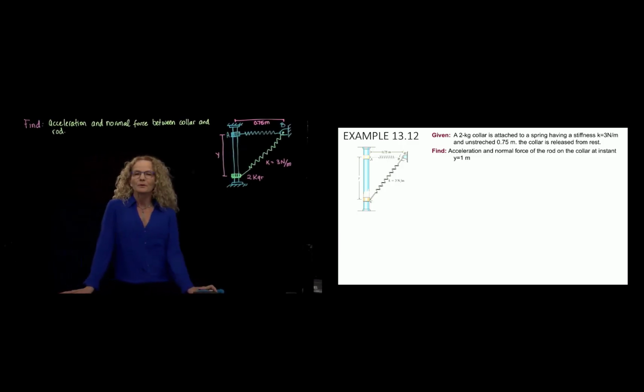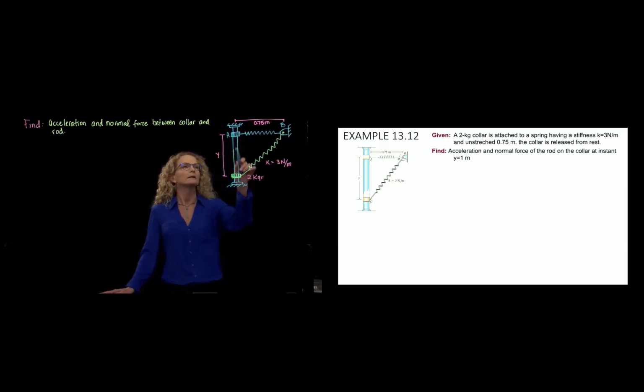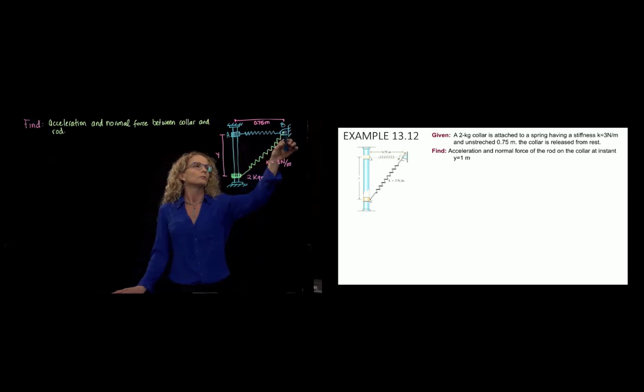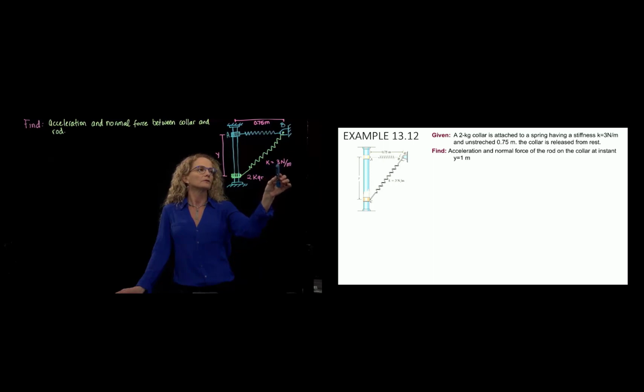Hi, I am going to solve here the problem of chapter 13, and this is sample number 12. So here we have a rod, right? And then we have a coil. A coil is allowed to move freely on that rod, and is attached to B here by a spring. The spring has a constant of 3 newtons per meter, and the coil weighs 2 kilograms.